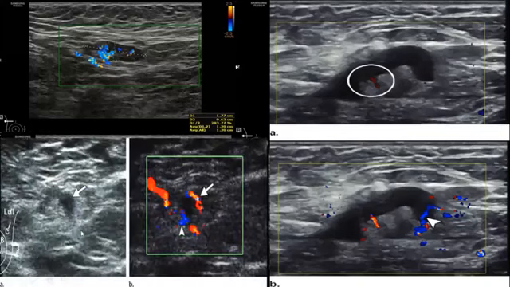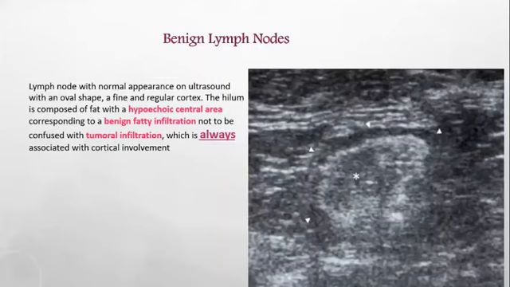Okay, again, this small lymph node, here might be suspicious for a small bulge in the cortex, but by putting the color Doppler, definitely this is a higher vascularity, but this peripheral cortical vascularity signifies it is a metastatic lymph node.